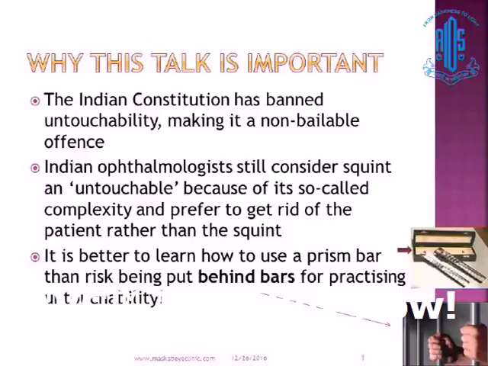So that was the fear that we had in MS, and we were hoping we would never get a case of squint in the exam. And we've come a long way since then, so it's no longer an untouchable. And I think that every general ophthalmologist should have a working knowledge of squint. And I'm going to talk about prisms and prism bars. So it's better to use these, which are not very expensive, rather than risk being behind bars for practicing this untouchability.